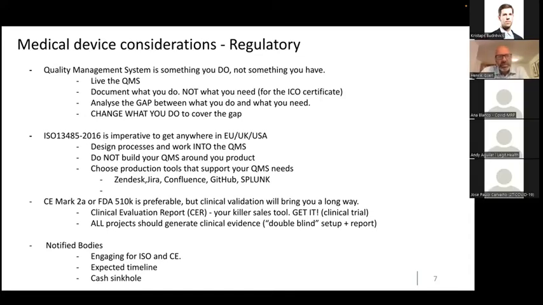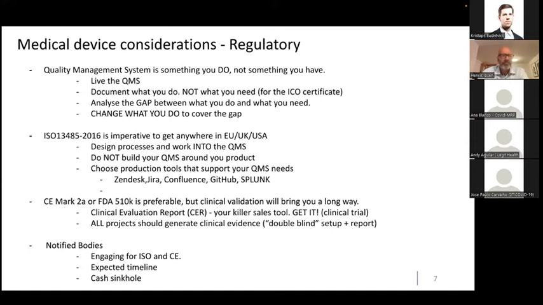Quality management is not something you do. It is something you live. You don't have it, you don't do it, you don't work with it, you live it. The quality management system is your business. Your business is the quality management system. There has to be 100% overlap between what you develop and do and how you work, and the documentation and the quality management of your company.